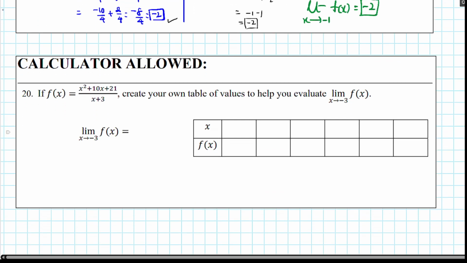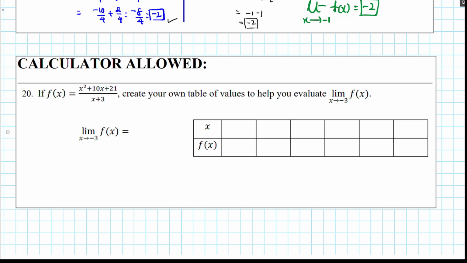And finally, we have solved this problem. Let's solve the final problem. So we have f of x equal to x squared plus 10x plus 21 over x plus 3. Create your own table of values to help you evaluate this limit. Okay, you can factor the numerator. So 21 is 7 times 3, so x plus 7 and x plus 3 over x plus 3. You can see x plus 3 can cancel, leaving x plus 7.